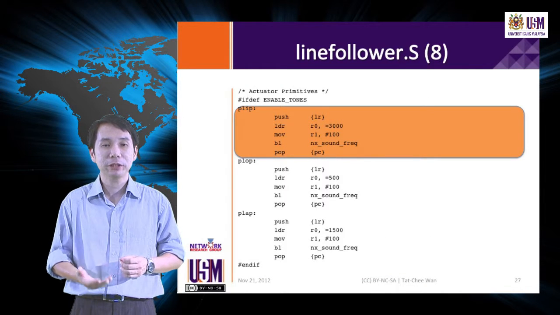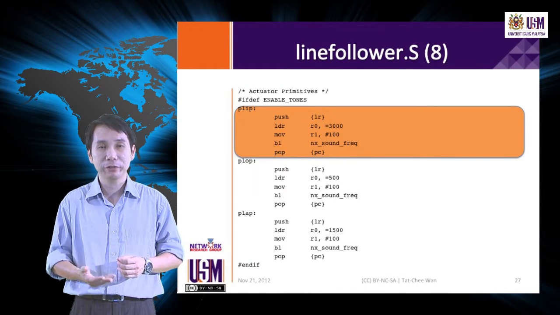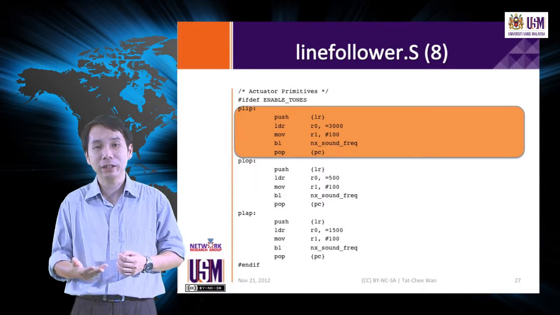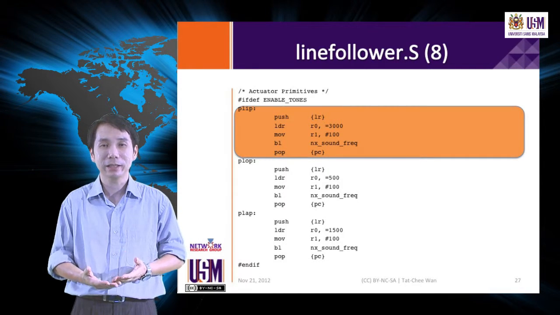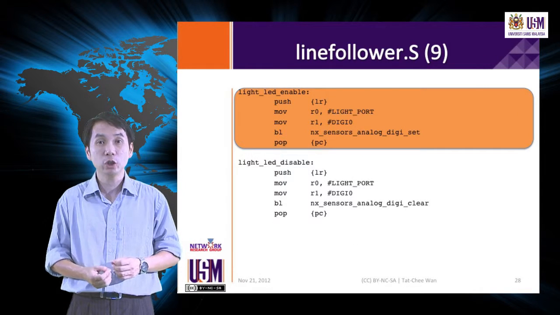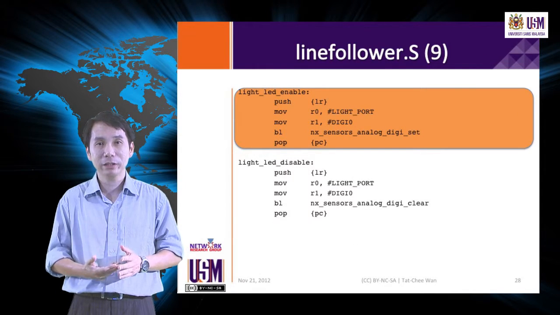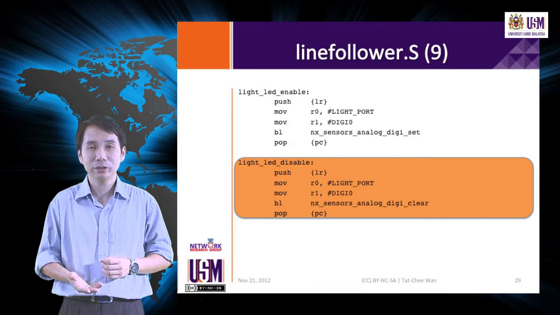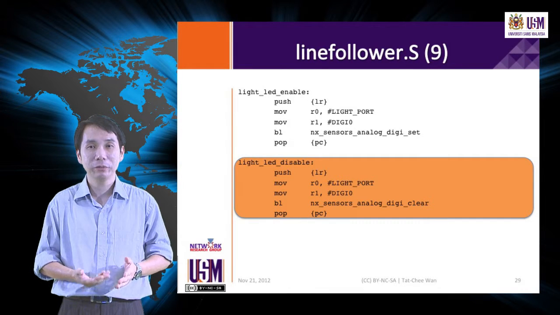Here are some supporting functions. We define some tone generation functions called plip, plop, and plap to allow us to generate a tone to quickly determine whether we are on the line, on the edge, or outside of the line. Next, we have a supporting routine to turn on the LED. The step of turning on the LED is a separate step from determining the light reading from the sensor. So this is a supporting routine to enable us to turn on the LED at the beginning of the robot's execution. Similarly, we have a routine to turn off the LED, which is used at the end of the robot's execution when we are done.